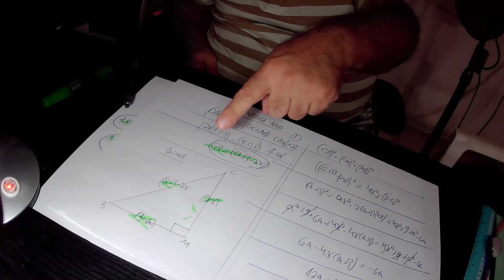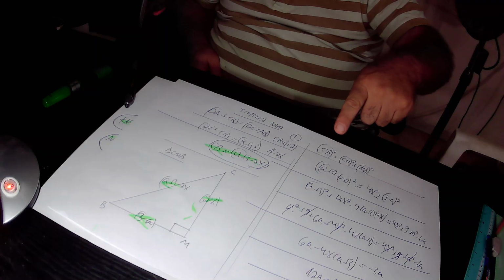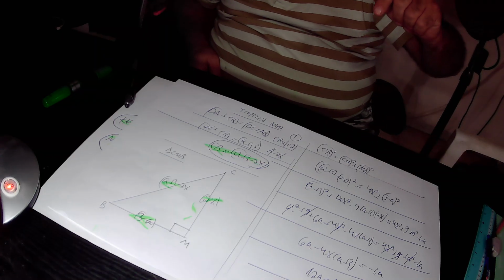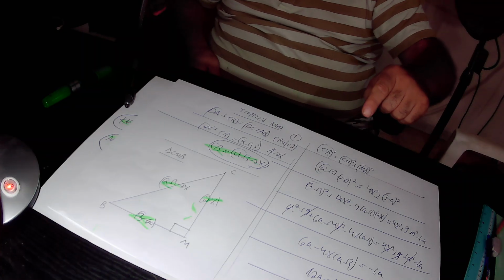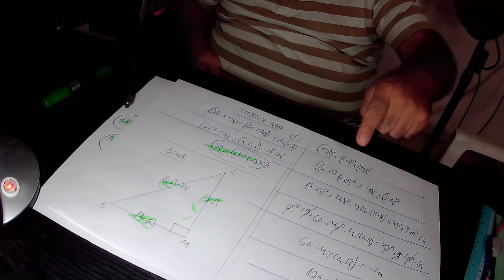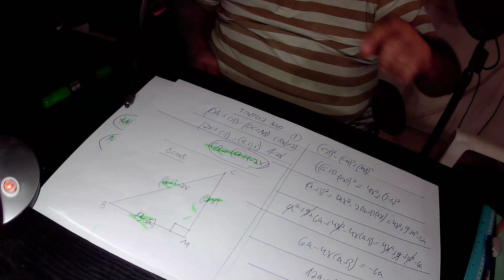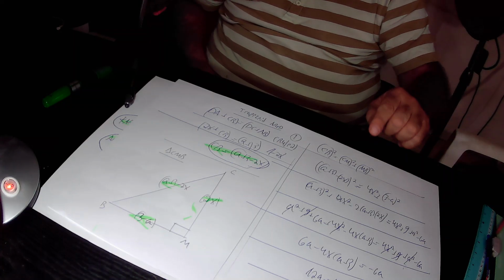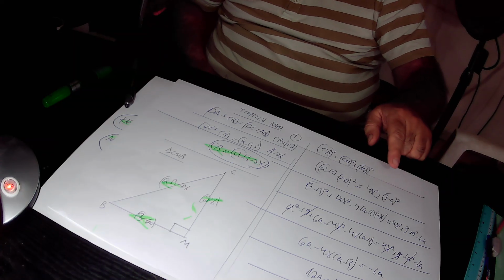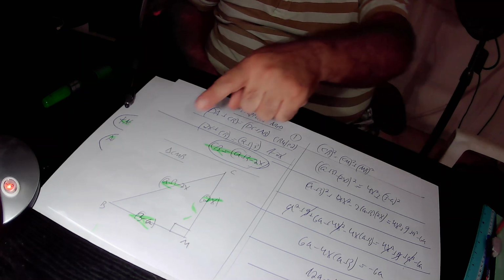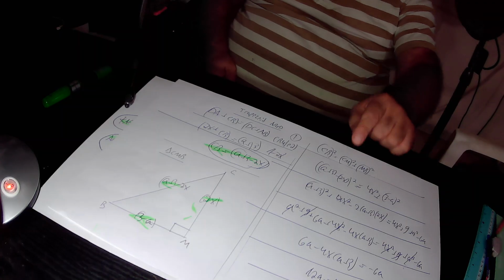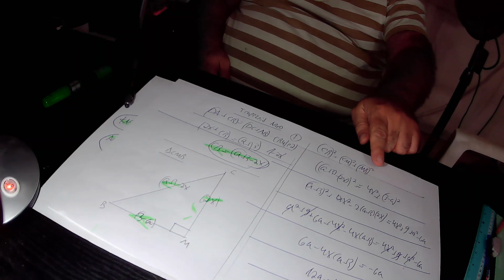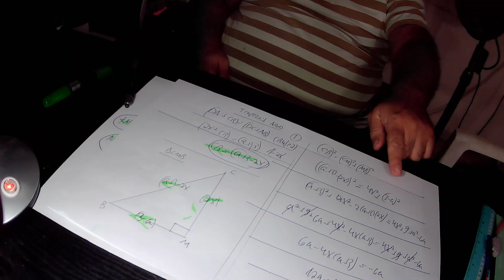CB is A plus 3 minus 2x, therefore CB squared is (A plus 3 minus 2x) squared, and it equals CM squared. CM is 2x, therefore CM squared is 2x squared, which is 4x squared, plus MB squared. MB is 3 minus A, therefore MB squared is (3 minus A) squared. So in total, (A plus 3 minus 2x) squared equals 4x squared plus (3 minus A) squared.